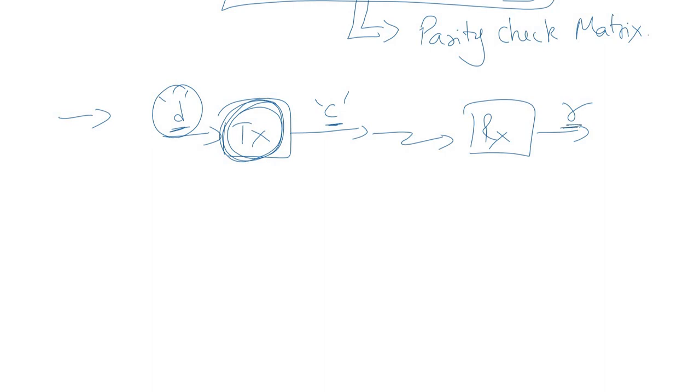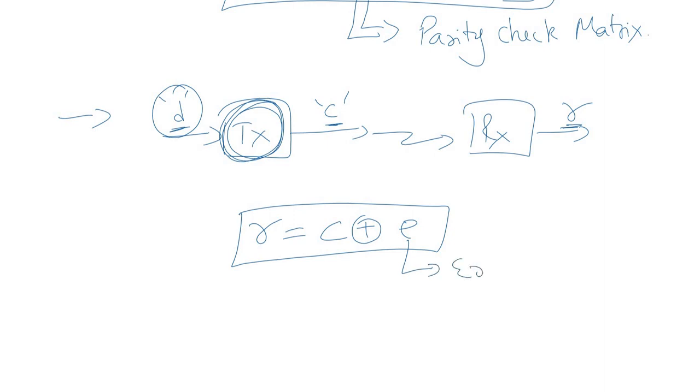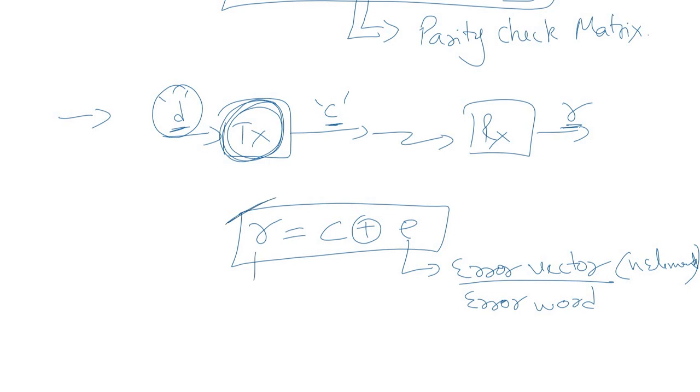Okay, so we can say that R is equal to C modulo 2 addition E, where E is the error vector. You can also call it the error word, and it will be a vector of n elements, because the code word has n digits, so this error vector will also have n elements. So this is the received word expression.